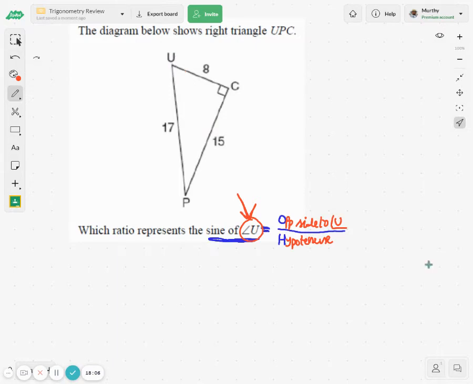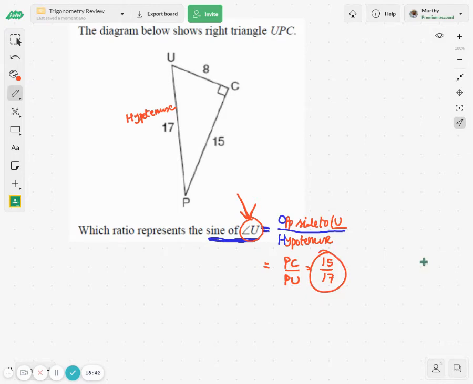And my apologies, I told you to write which is the hypotenuse. You know what the hypotenuse is? The side opposite to 90 degrees is the hypotenuse. Right? Therefore, this is the hypotenuse. Opposite to angle U, just now I told you, it is PC over the hypotenuse, which is PU. Then plug in the values, which is 15 over 17. I cannot simplify further, so that's the answer.